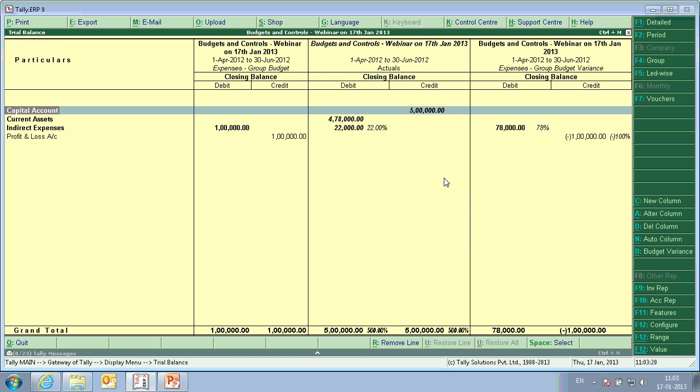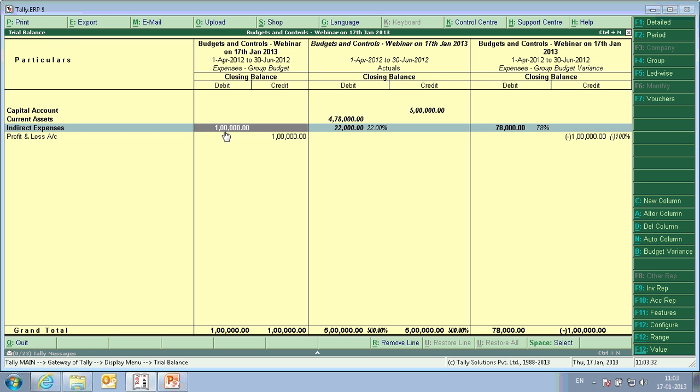Harish Kumar says, what about the 5 lakh amount? Harish, 5 lakh is only my capital account, okay? So that will not be considered for budget. For indirect expenses, I have fixed my budget of rupees 1 lakh.